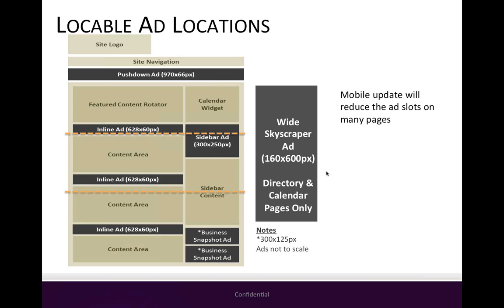Now, some of the heat map stuff still applies, right? The push down ad at the top is the most valuable. Inline ad and sidebar are next, and they go down the page. Obviously, not everyone scrolls to the very bottom of the page and so forth. And then you've got the wide skyscraper that appears in the calendar and the directory. Some of the mobile updates that we're working on as well will reduce the total number of ad slots that appear on pages for mobile users. So clearly we can't take 7 ads and present them on mobile. It just won't work. So there will be implications there.